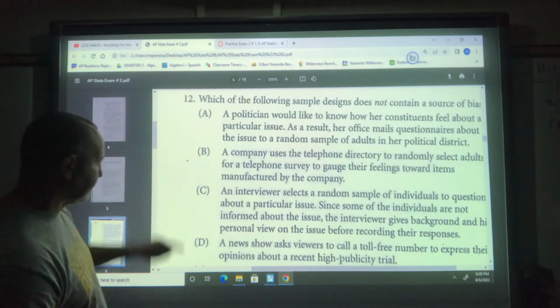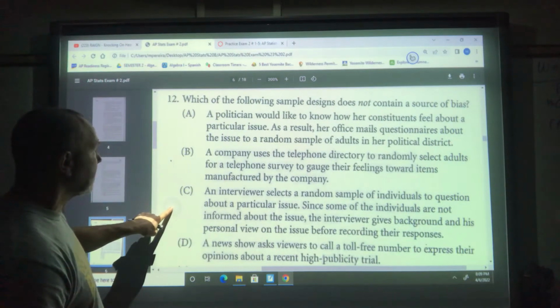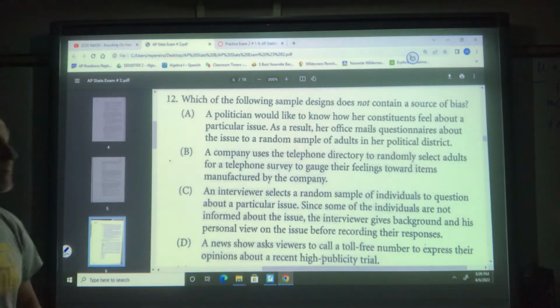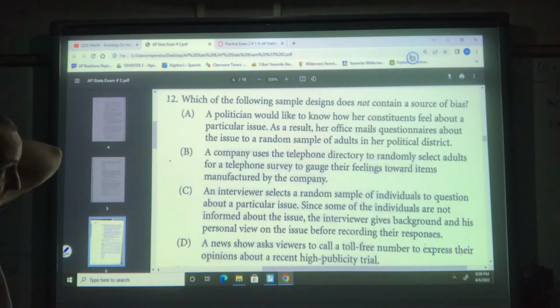Number 12. Which of the following does not contain a source of bias? A politician would like to know how her constituents feel about a particular issue. As a result, her office mails questionnaires about the issue to a random sample of adults in her political district.